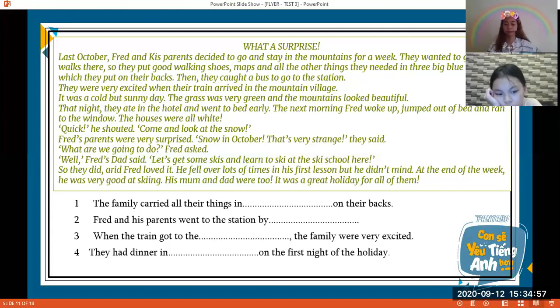Number 4. They had dinner in the hotel on the first night of the holiday. Okay, you're supposed to write your answer. Can you just speak it clearly? Yes. Hotel.